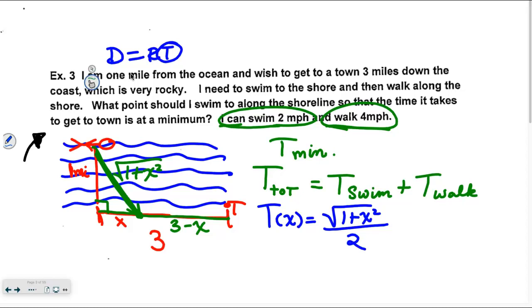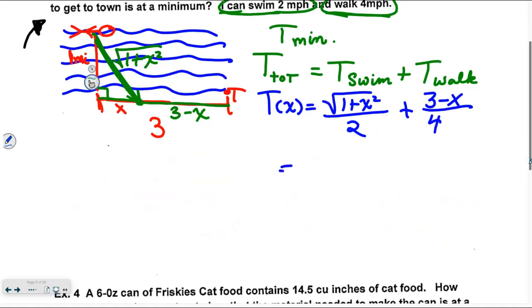And then over here, I'm walking 3 minus x distance, and I'm doing it at a rate of 4. So it's just what Chris has said. It's distance divided by rate to get your time. Now that everything's a function of x, I'm ready to go, because I want to minimize that time. So what am I going to do with my time function? Take its derivative. Yeah, it's just got a little chain rule in it. So it's not just an easy polynomial, but it certainly isn't a hard derivative.